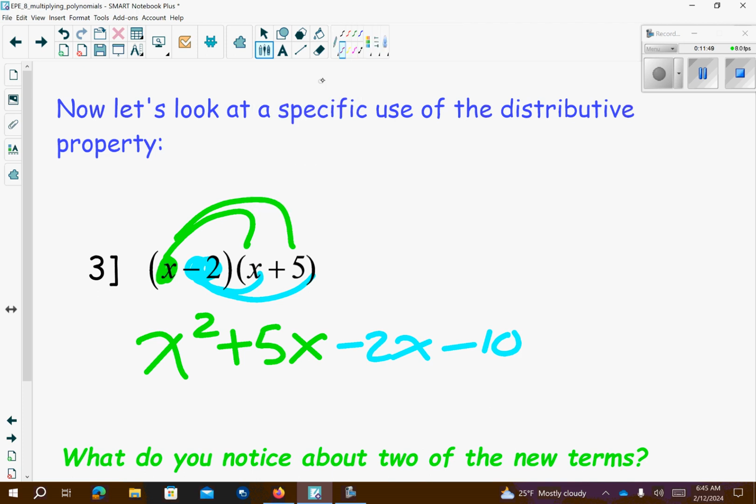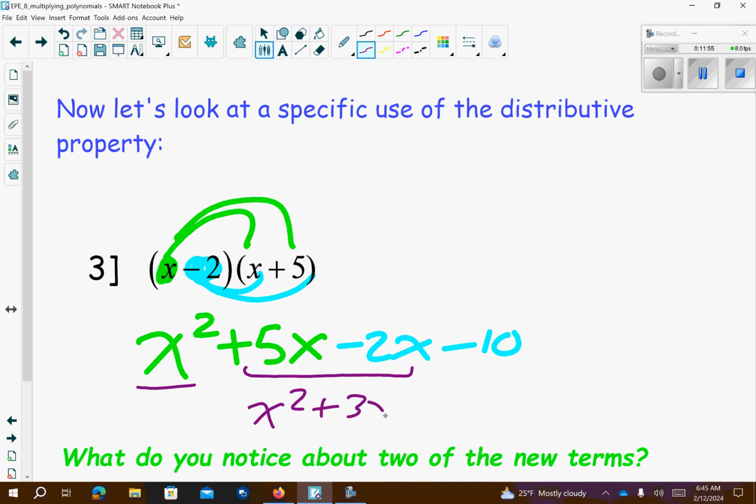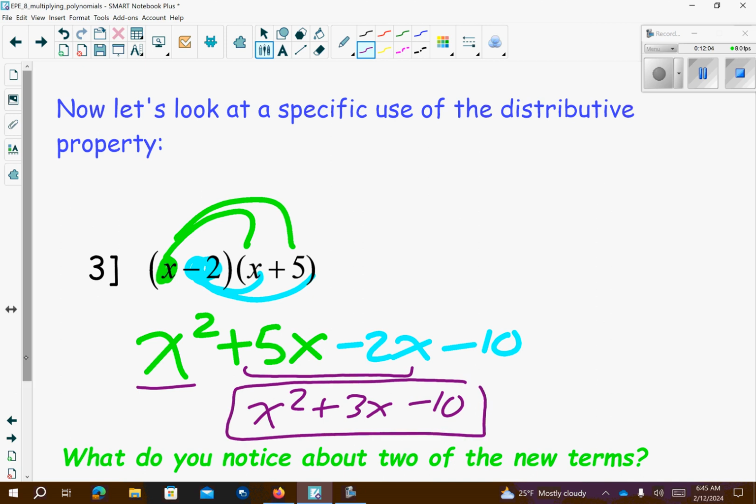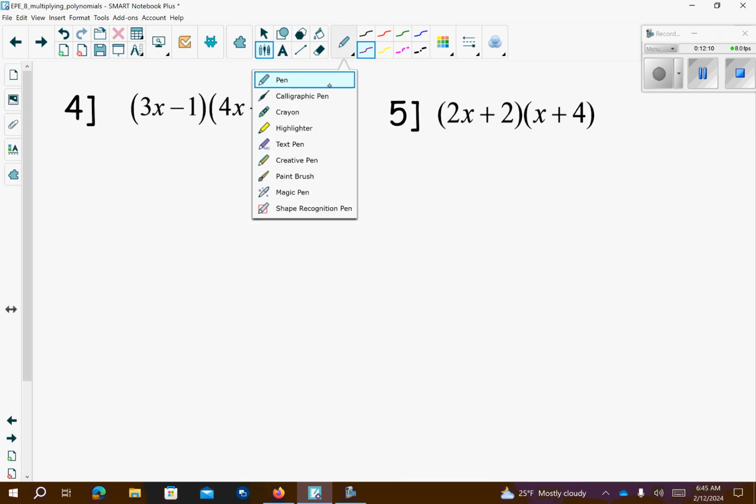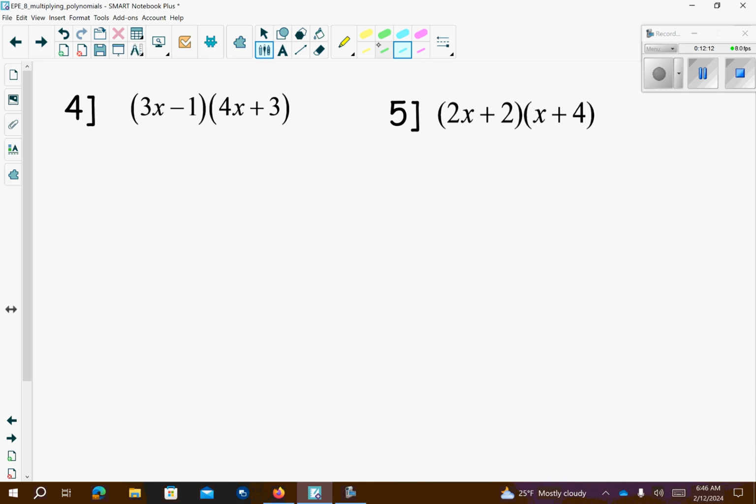Now we can go ahead and combine like terms. So I get x squared by itself. I'm going to get plus 3x because 5x minus 2x is 3x, minus 10. So notice that one broke down into 3 terms. Okay, let's continue with our highlight fun.